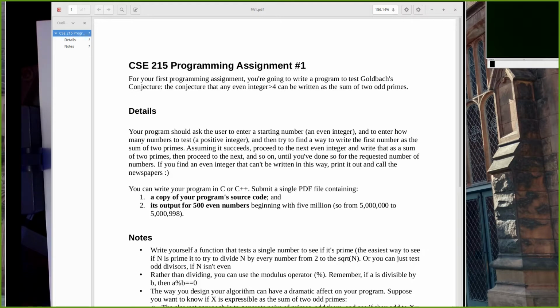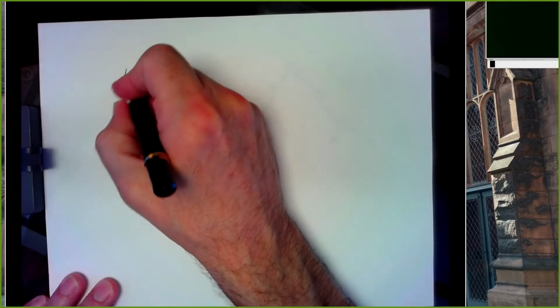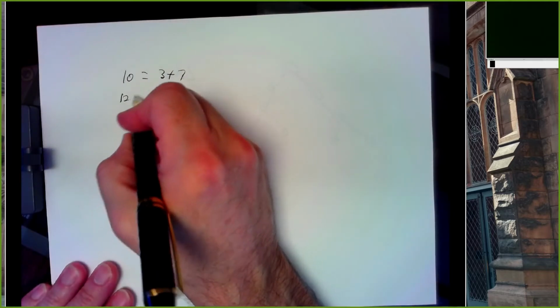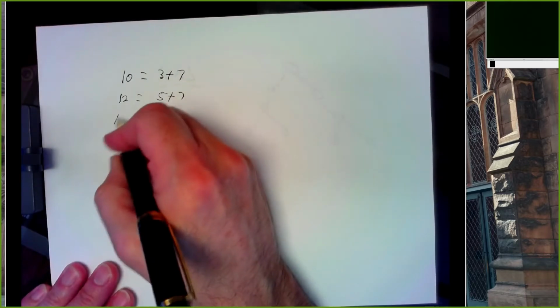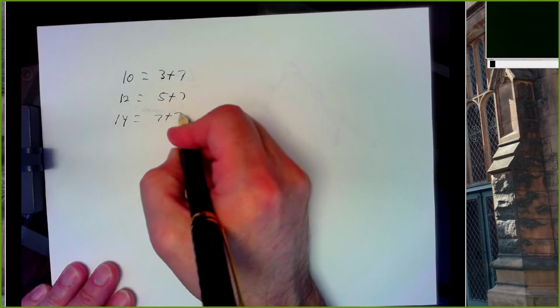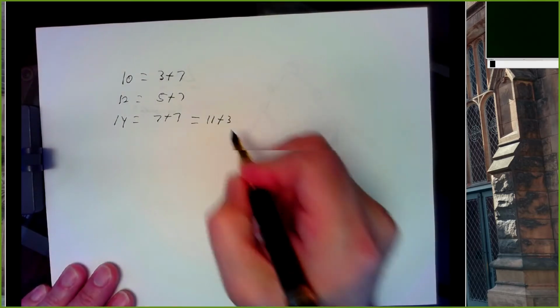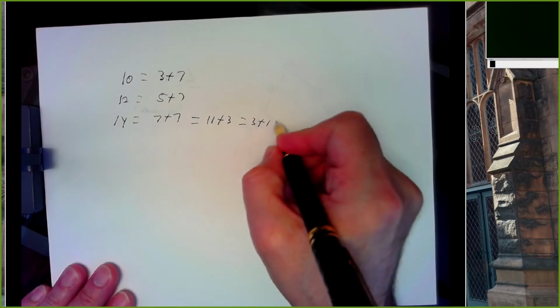Alright, so programming assignment 1. You are writing a program to demonstrate Goldbach's conjecture. So let's recall what Goldbach's conjecture is. Basically, you take an even number, you can write it as a sum of two primes. So I can write 10 as 3 plus 7. I can write 12 as 5 plus 7. I can write 14 as 7 plus 7. I can also write it as 11 plus 3. Or, of course, 3 plus 11.